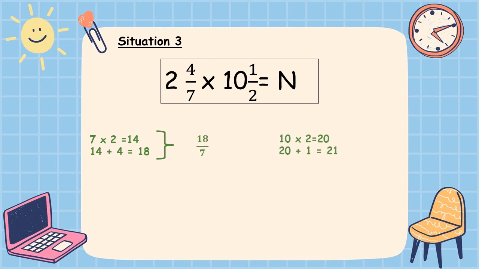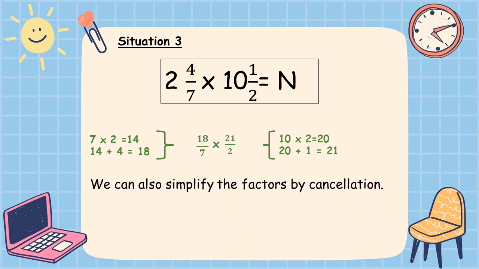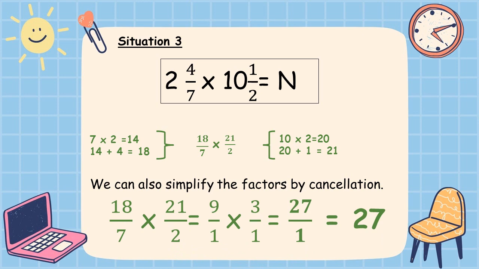Next, we have 10 times 2, that is 20, plus 1 is 21. And the denominator will be 2. So 10 and 1 half will become 21 halves. You can simplify the factors by cancellation. Here's a sample. We have 18 over 7 times 21 over 2. You just need to cancel 2 and 18. You'll get 9. Cancel 7 and 21. You get 3. Now multiply the numerators. We have 9 times 3 is 27. 1 times 1 is 1. So you get an answer of 27 over 1 or 27.